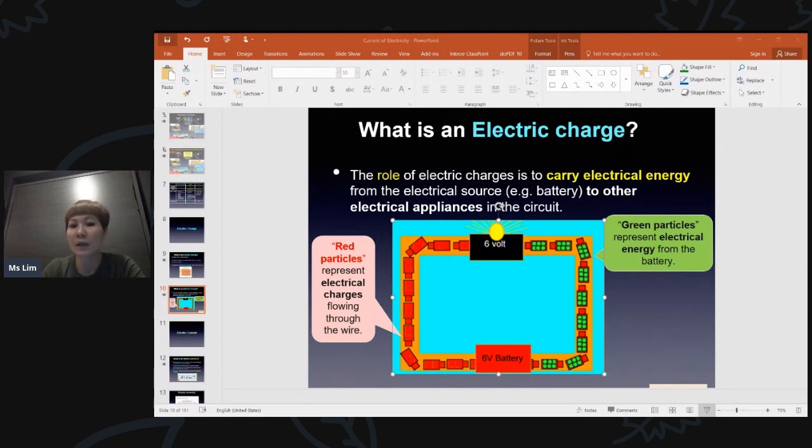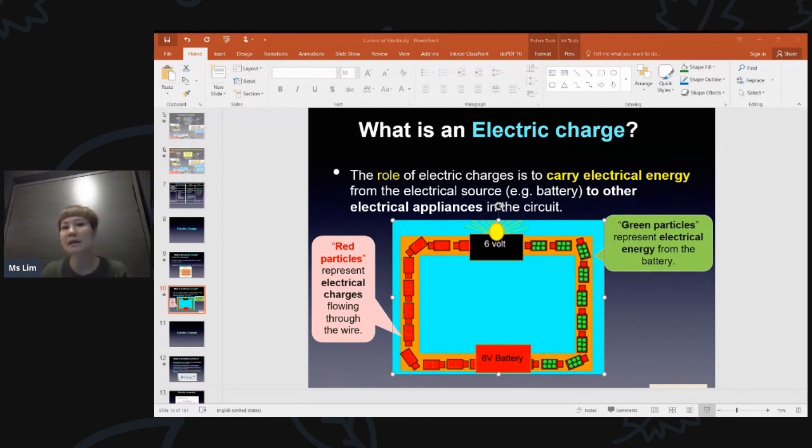You realize that the green packets represent the energy from the battery. The green particles represent the electrical energy from the battery. The red particles are the charges. The charges are merely delivery people. They will not disappear. They are simply moving around the circuit, delivering energy. They will always start from the cell and they will always end with the cell.